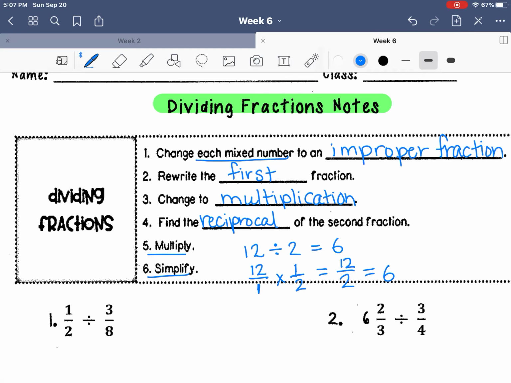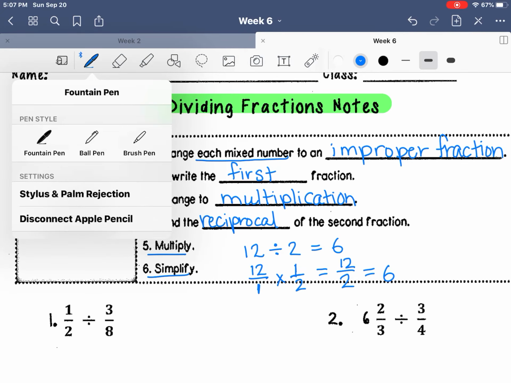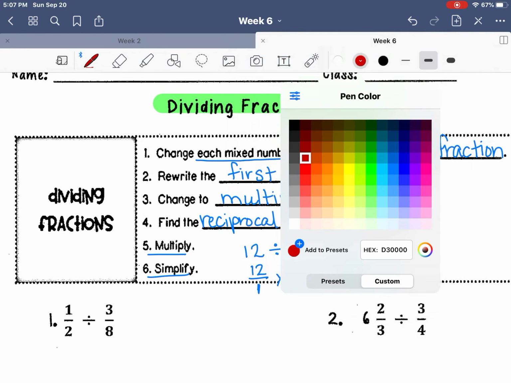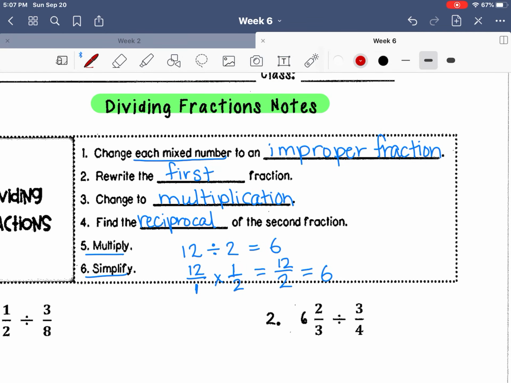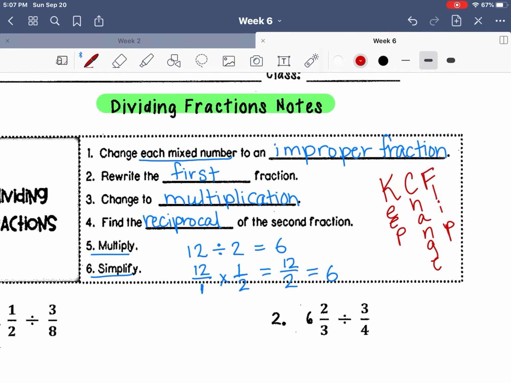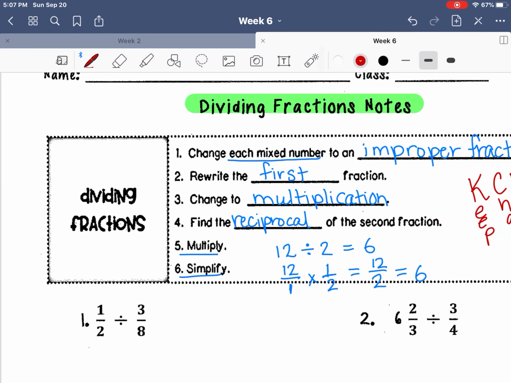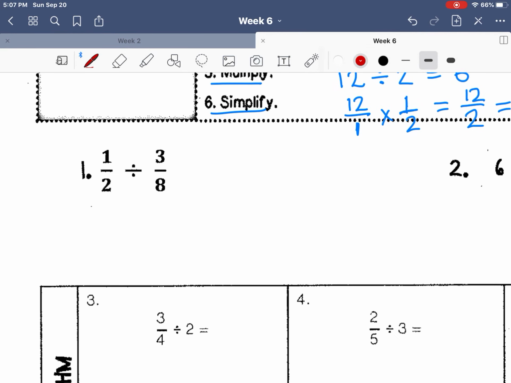Now, I remember this with a little acronym. I call it KCF. Sometimes I think of chicken when I multiply or divide with fractions. The K and C and the F make me think of Kentucky Fried Chicken. What they stand for is keep, change, flip. Keep the first fraction the same, change the problem to multiplication, then flip the second fraction upside down to its reciprocal. So let me start with number 1 as an example.